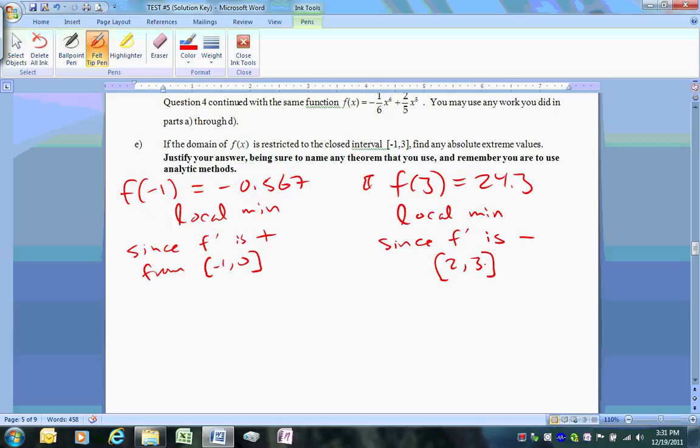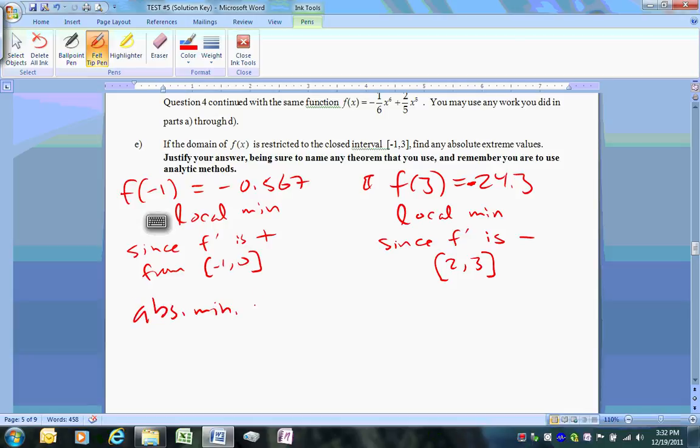And remember all those corollaries you talked about depending on left or right endpoints. For a left endpoint, if after the left endpoint the derivative is positive, we expect it will be a local min. If it's negative, then it will be a local max. It's the opposite situation for the right endpoint. If the derivative is negative to the left of the right endpoint, then it's going to represent a local min. But if it was positive, then it would be a local max. So clearly negative 24.3, my apologies, is lower than negative 0.567. So it makes that an absolute minimum.